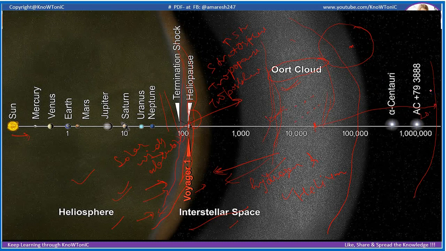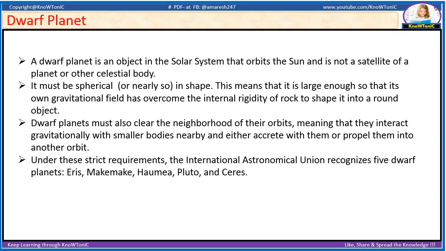The outer limit of the Oort cloud is the cosmographical boundary of the solar system. It means that up to here it is the universe of the solar system, that is up to the last point of the Oort cloud. You can say up to 2 lakh astronomical units is the universe of the solar system.